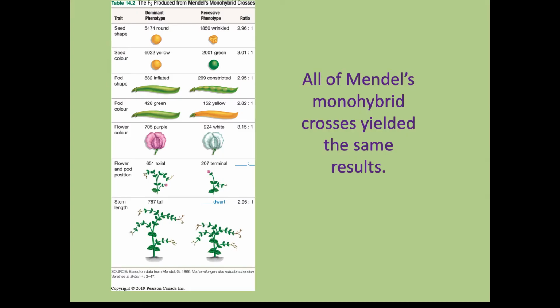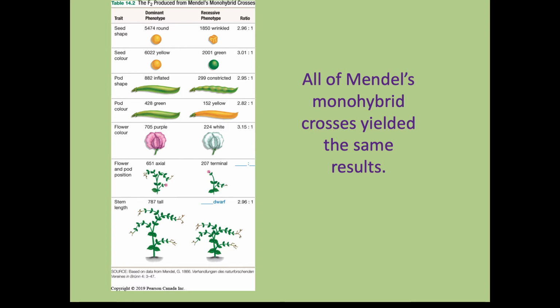And when he did similar experiments looking at other characters for which there were two different traits, for example, these shown here, he obtained the same results. In each case, one of these two traits would be dominant over the other, but the other hidden trait would return or be visible again in the offspring that resulted from the monohybrid crosses. The ratios were always about 3 of the dominant trait to 1 of the non-dominant trait, or the recessive trait.